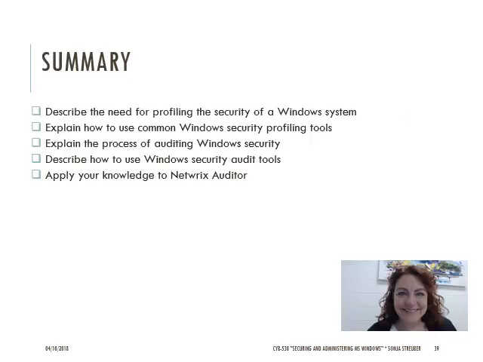So, our goal for this module was to describe the need for profiling the security of a Windows system, to explain how to use common Windows security profiling tools, and we talked about SCA specifically, and LGPO and Policy Analyzer, to explain the process of auditing Windows security, and to describe how to use Windows security audit tools. And lastly, we have just applied our knowledge of auditing to the NETWRIX Auditor tool, which is one of the industry standard tools.